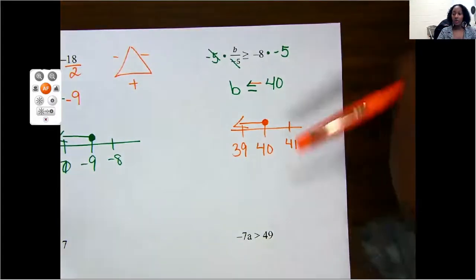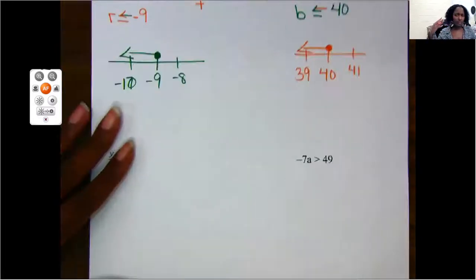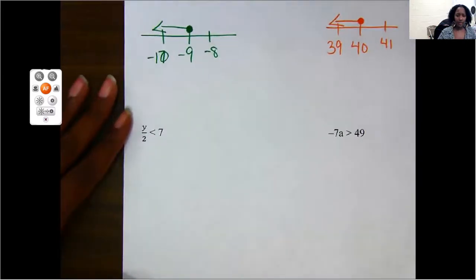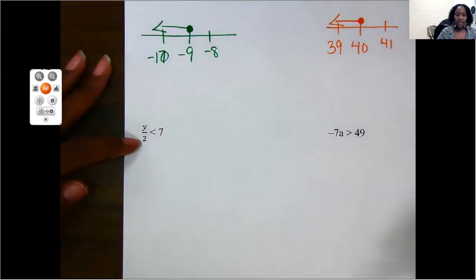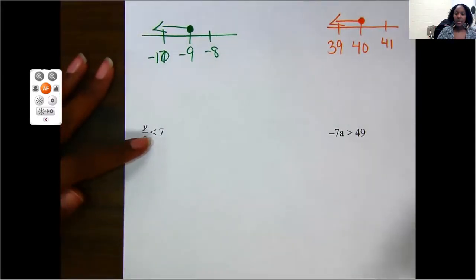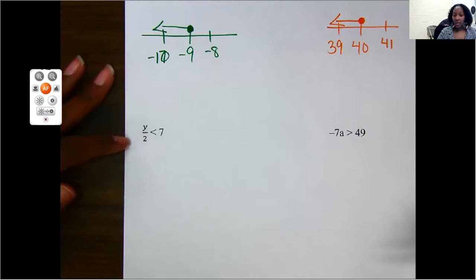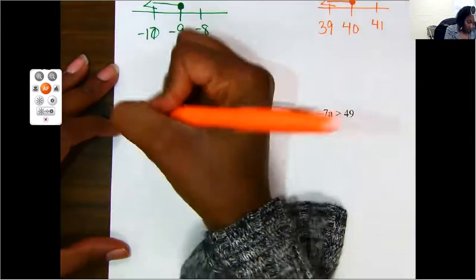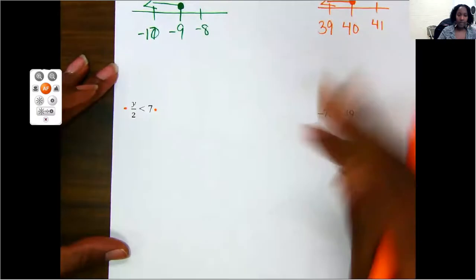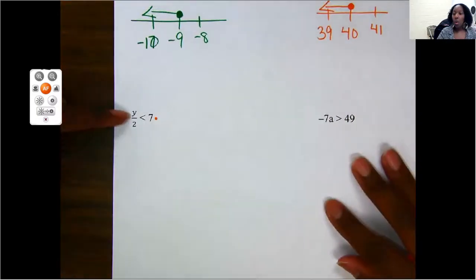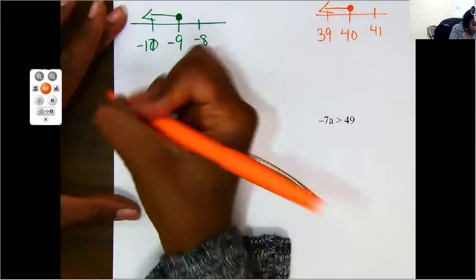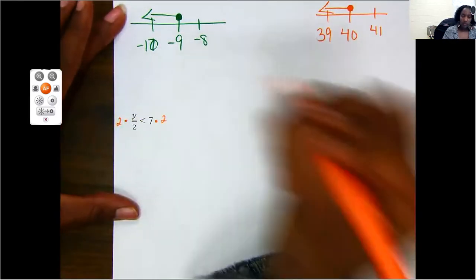Okay. All right, 2 more. Hopefully this is making a little bit more sense. Let's look at this one. Y divided by 2 is less than 7. This is a division problem. I need to do the opposite to solve it. Opposite of division, multiplication. So I'm multiplying both sides, okay? I want the variable y by itself, so I need to get rid of the 2. So that's what I'm going to be multiplying both sides by, okay?